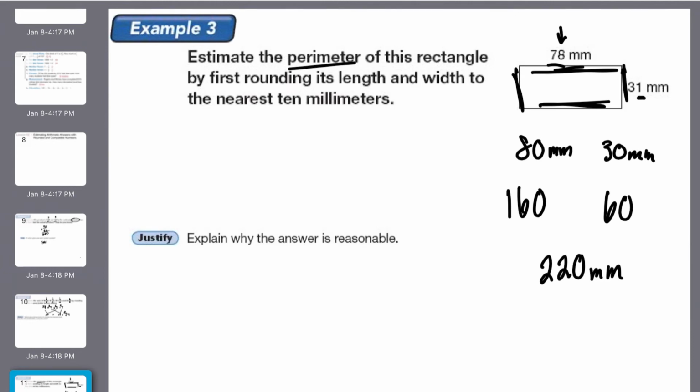That's a reasonable answer because I rounded 78 down, or I'm sorry, I rounded 78 up, and then I rounded 31 down. So that'll be about right.